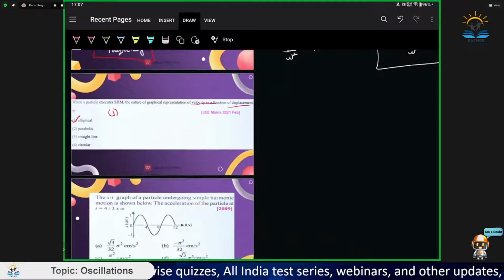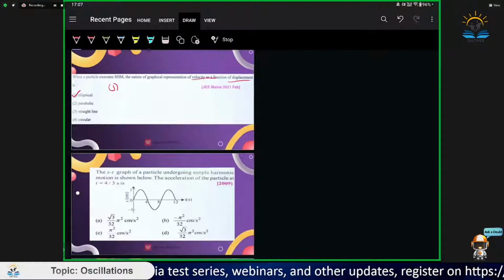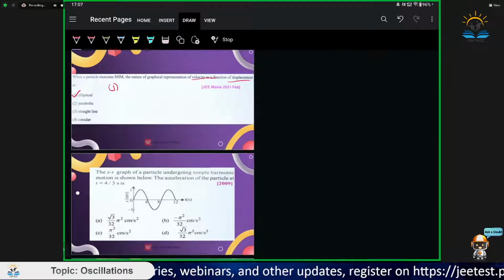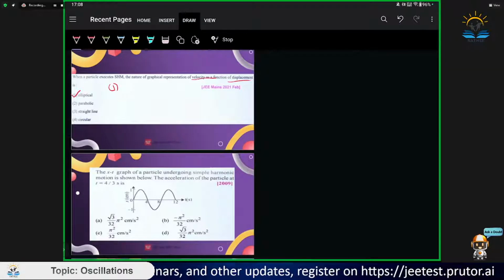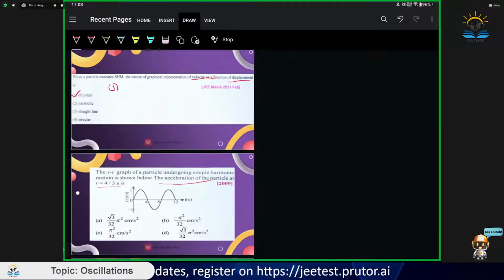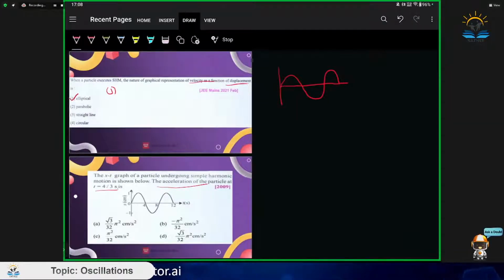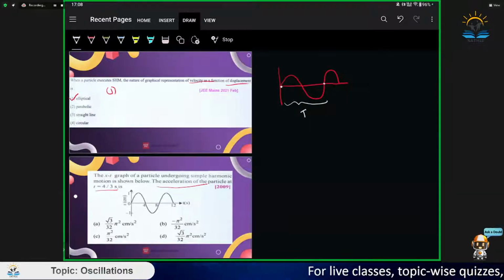Moving on to the next question. The x-t graph of a particle undergoing simple harmonic motion is shown below. So we have an x-t graph, the displacement and time graph. The acceleration of the particle at time 4 by 3 seconds is asked. This is the graph. From the mean position to reach here will be one time period. So in the question, what is the time period given?